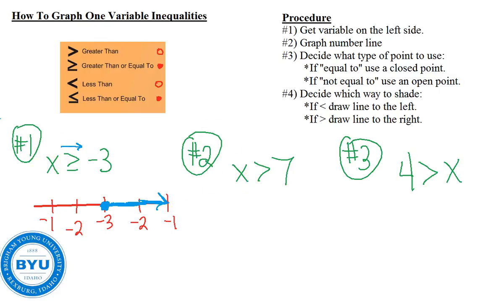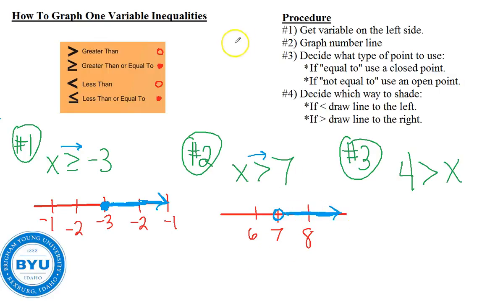Let's try the next one. We have x is greater than 7. So step number 1, get it on the left side. It's on the left. Now draw a number line. So I've got 7. Here's 6. Here's 8. Am I going to use a closed or open dot? Ooh, it's greater than. It's not equal to, so it can't be 7. So I use an open dot. And I'm going to shade, let's see, pointing this way to the right. Both those point to the right. Cool.